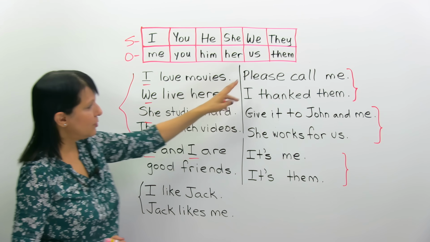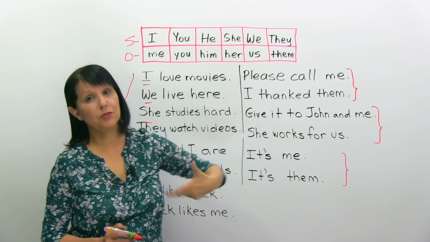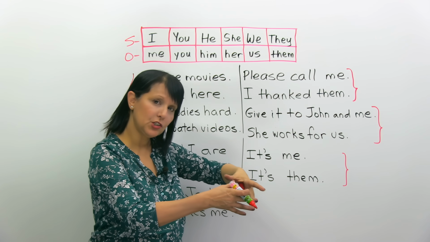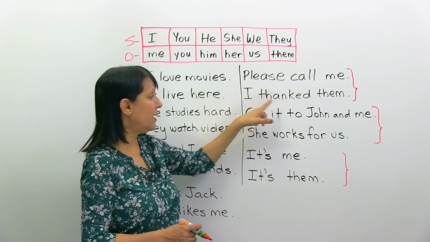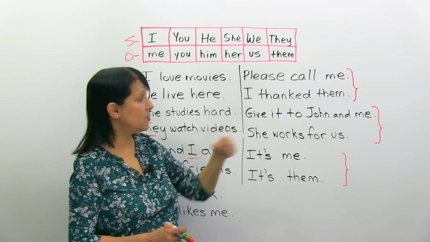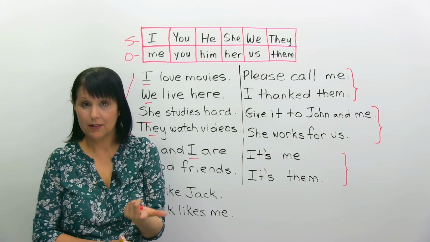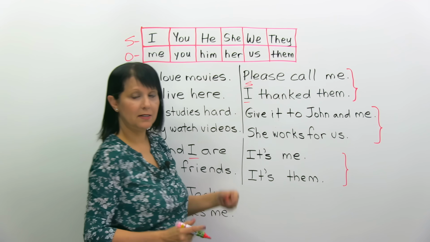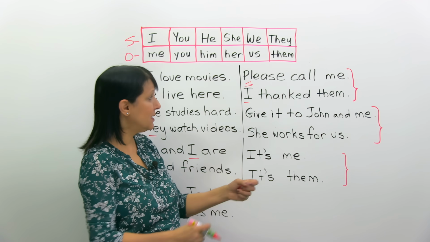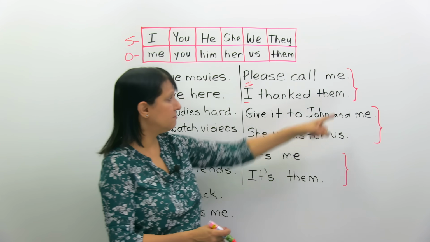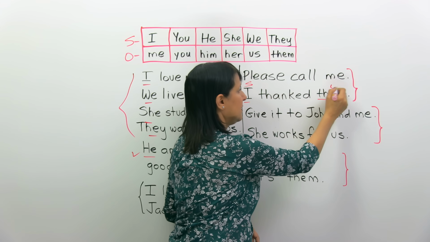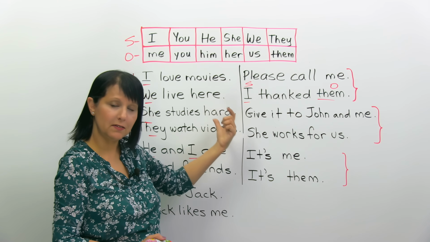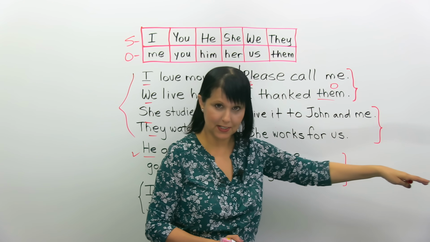Now let's go to the other side and look at some examples of the objects and how we usually use them. So please call me, right? Receiving the action of the call. I thank them. Now in this sentence, we have a subject and an object, right? What's the subject? I, right? Subject. Because I'm doing the action. I thanked. And I thanked who? Them. Okay? So this here is the object. All right? Again, this tends to usually be at the beginning of a sentence. That tends to be at the end of a sentence.